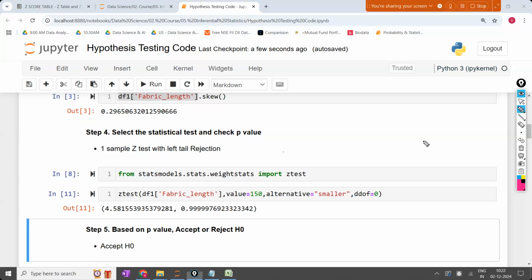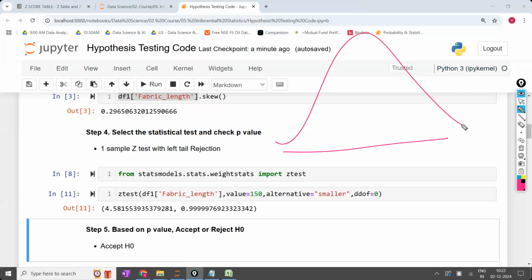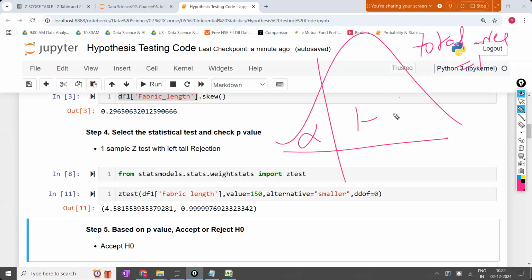No need to learn it by heart, guys. Just remember the total area is 1. What is the total area? It is equal to 1. In that, this is alpha, this is 1 minus alpha. If you combine alpha plus 1 minus alpha, the total should be 1. Alpha is 0.05, this is 0.95. 0.05 means 0 to 0.05, then 0.05 to 1. Total area should be 1.